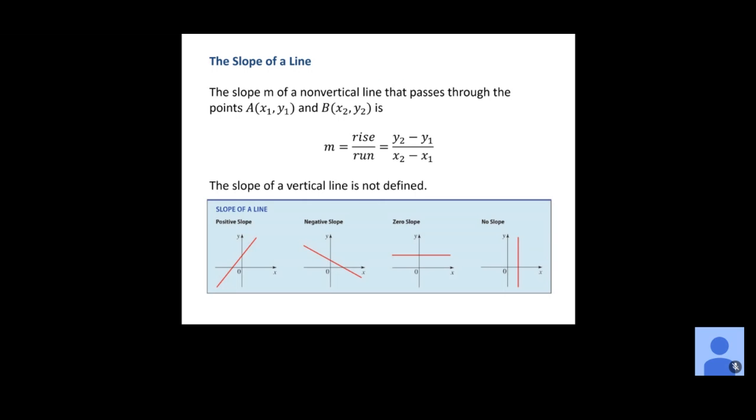Now, if you look down at the bottom, we have an example of what a positive slope looks like. From left to right, that graph would be increasing. That means it has a positive slope. If we go from left to right and it goes down, then we have a negative slope. Horizontal lines will always have zero slope. And if we have a vertical line, we could say that the slope is either undefined or it has no slope at all.